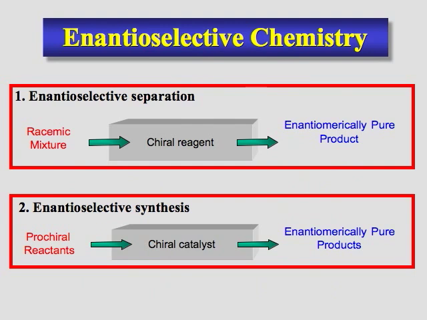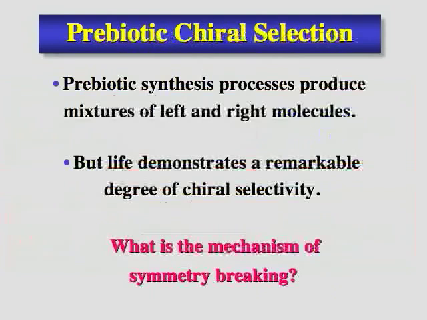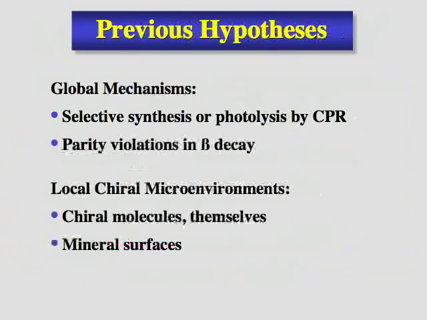So here's the problem again, just in a nutshell. Prebiotic synthesis processes give you mixtures of left and right. Life demonstrates this chiral selectivity. What is the mechanism of symmetry breaking? And there's a huge literature on this. It goes back almost 100 years. And there are many different kinds of hypotheses.